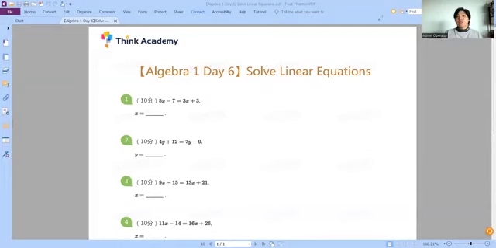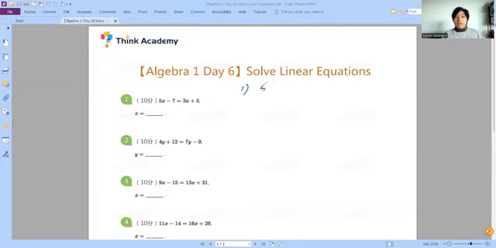Today we're solving linear equations. Let's get started with question 1. I have 5x minus 7 equals 3x plus 3. I'm going to move all my x terms to the left and all my non-x terms to the right.